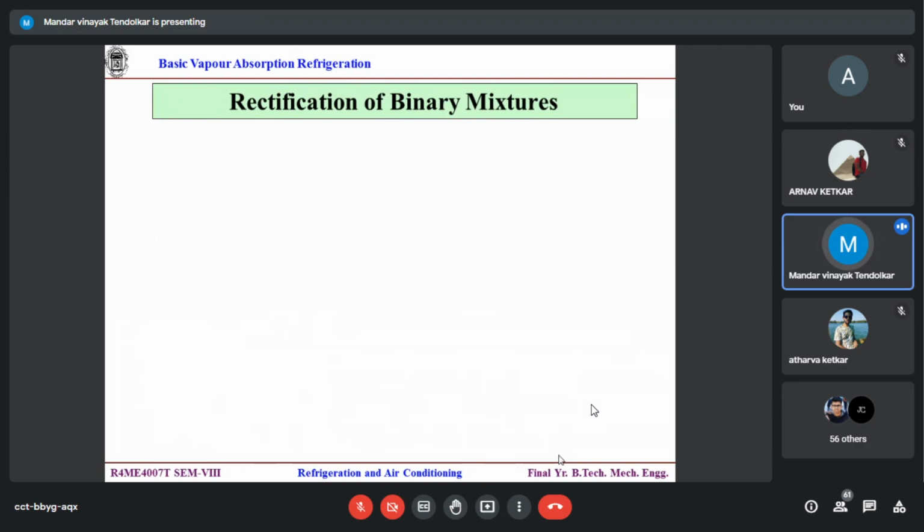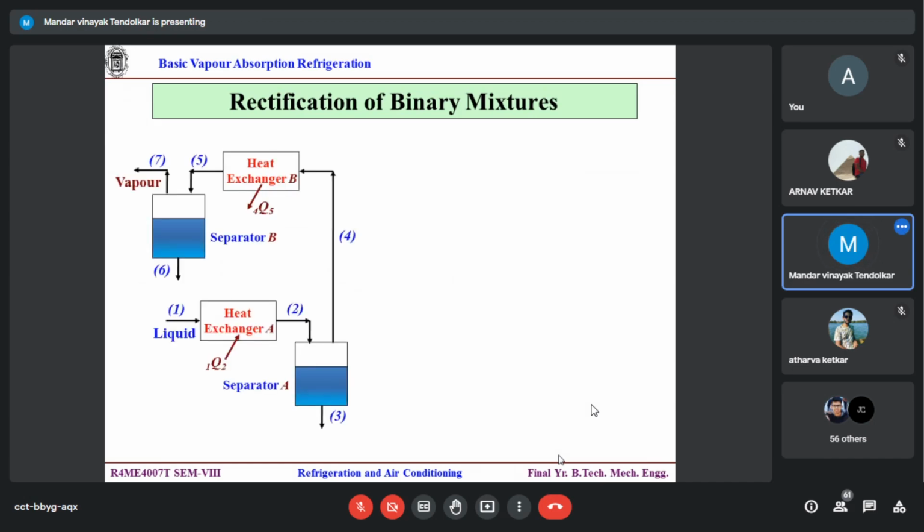Now, as I said yesterday, the rectification of the binary mixture. So the same logic which we discussed yesterday: one heat exchanger to add the heat, bring the state inside the dome, that is the two-phase mixture, then first liquid separation, first vapor separation, then reject the heat from the vapor part. So again two-phase, again liquid separation, vapor separation, and so on. But that is a tedious process in the sense that it will require a number of heat exchangers. Correct?